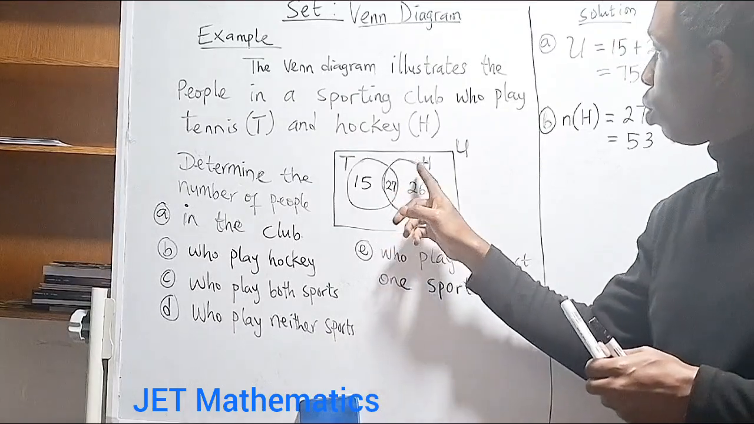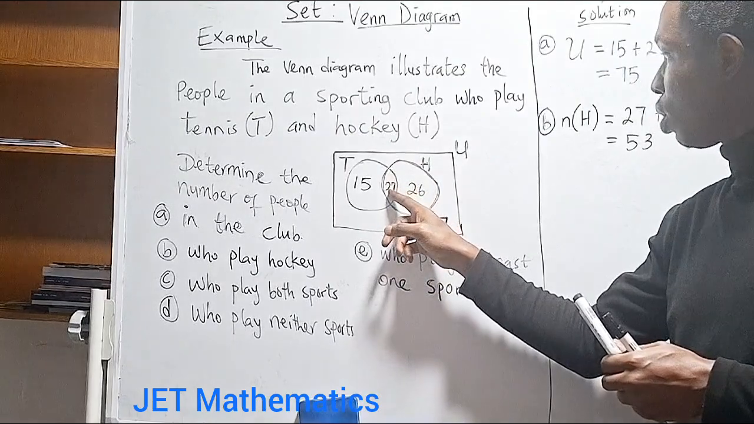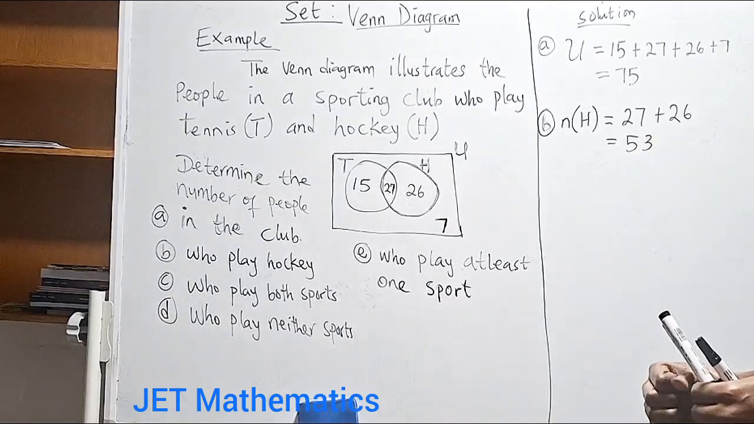So those are the people who play hockey here. Just check the circle of hockey. You have 27 and 26. So that gives us 53 people.